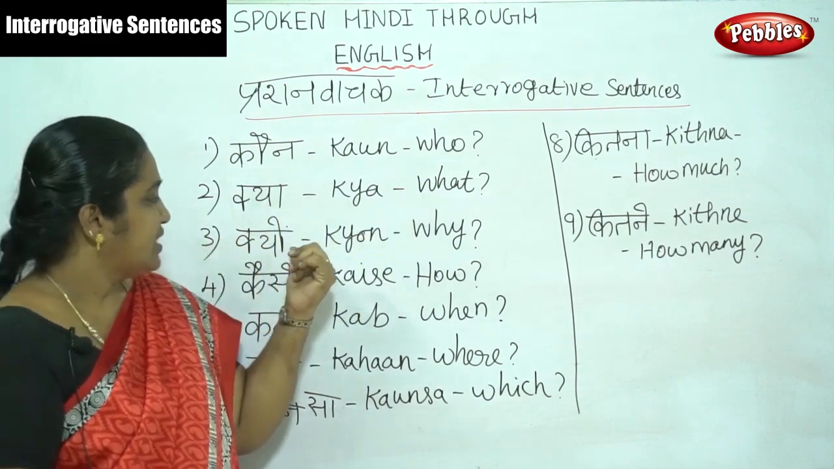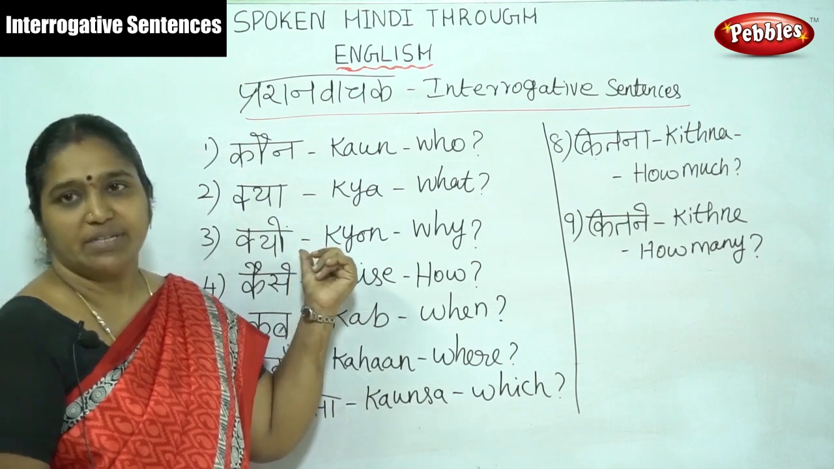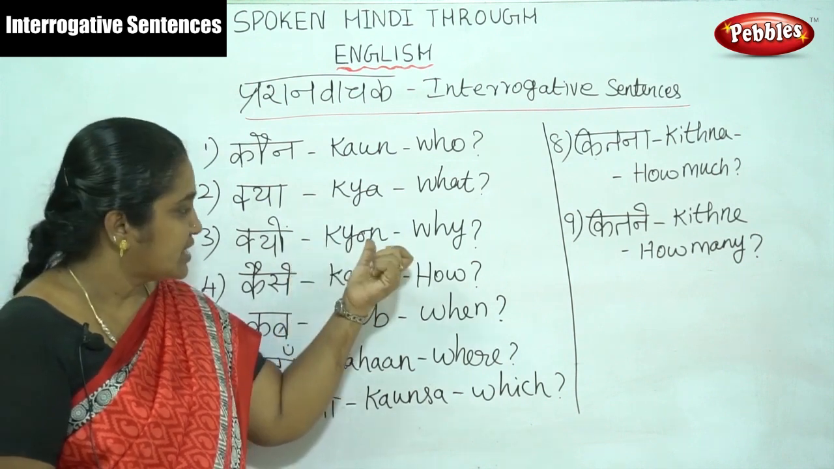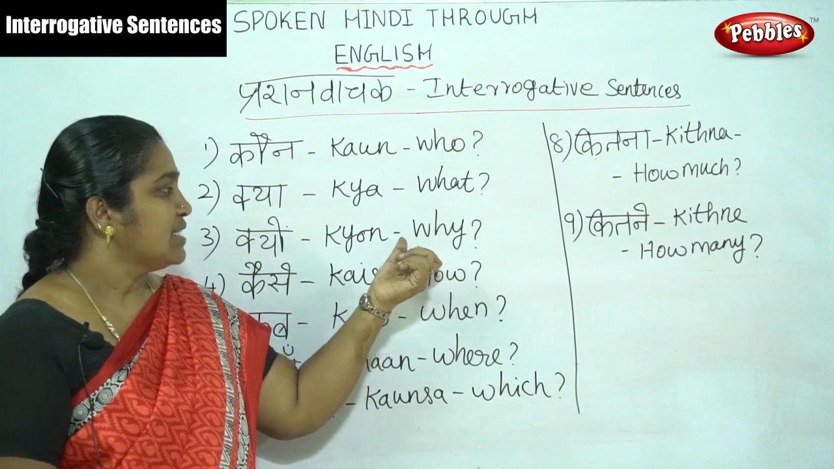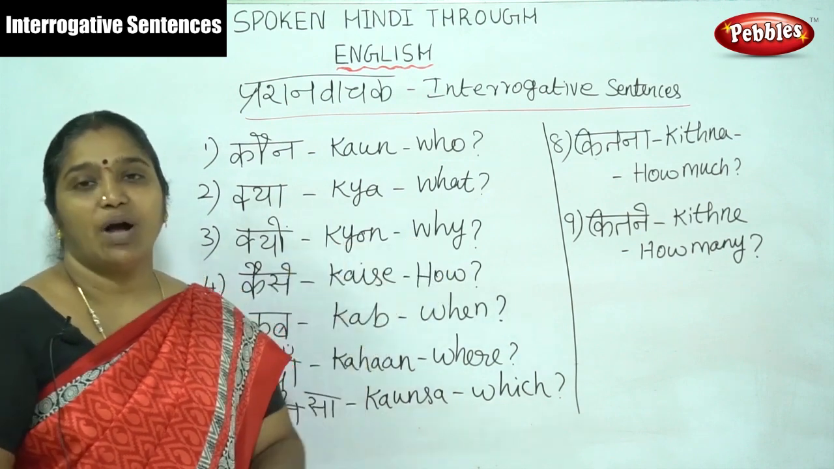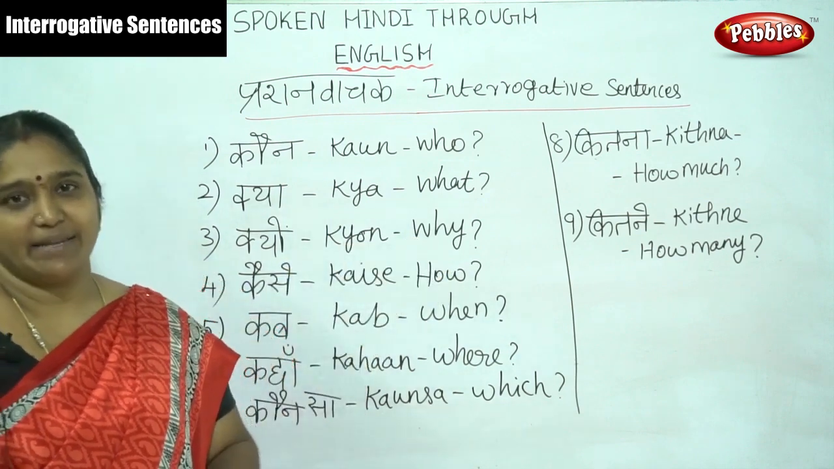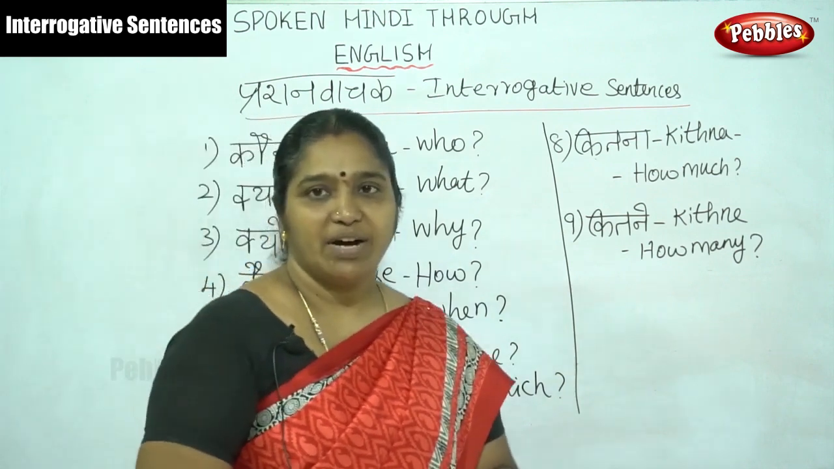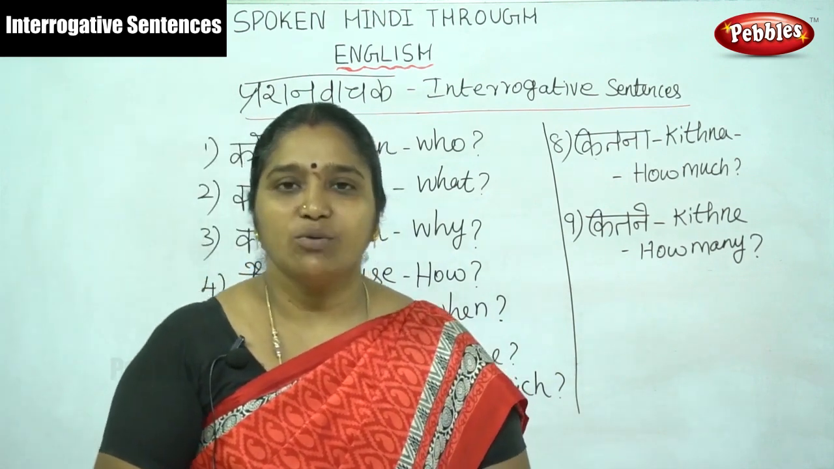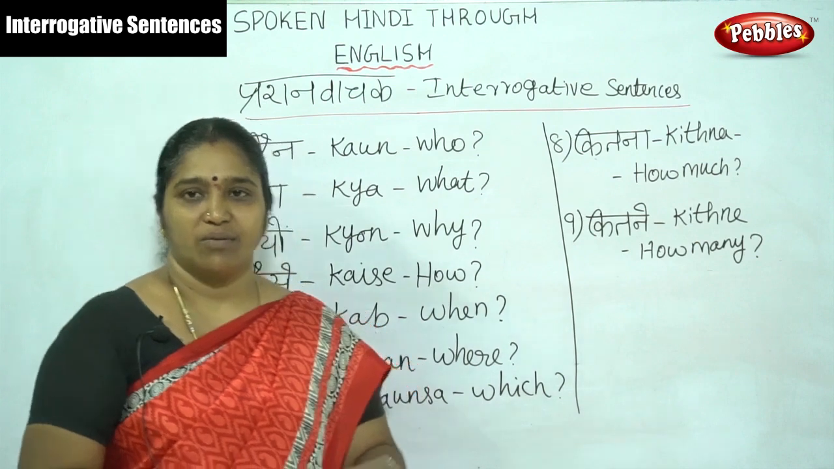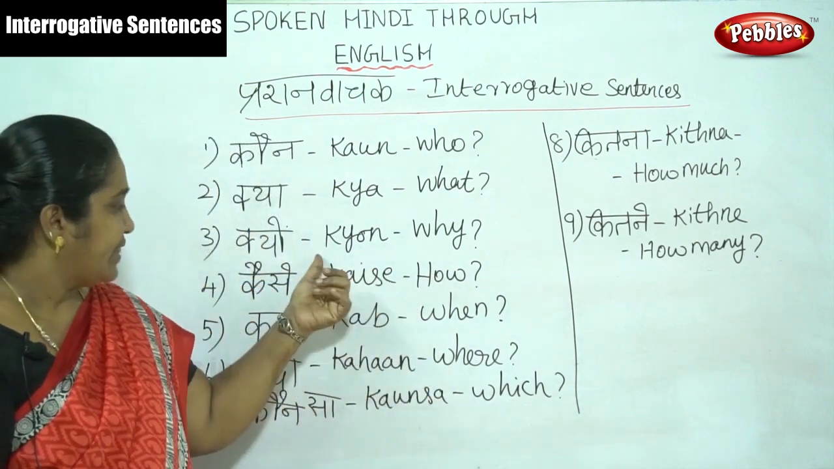The third one is क्यों. Pronunciation is kyun. The meaning is why. क्यों आप वहाँ ठहरे? Why did you stay there?